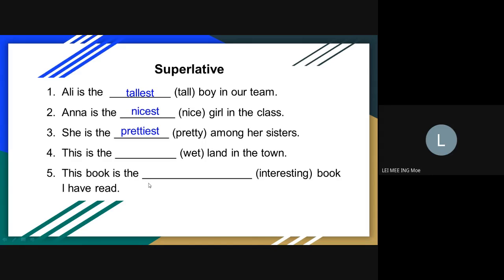Number 4. This is the land in the town. The given word here is wet. So what is your answer here? Write it down. Question number 4. The superlative form for wet.